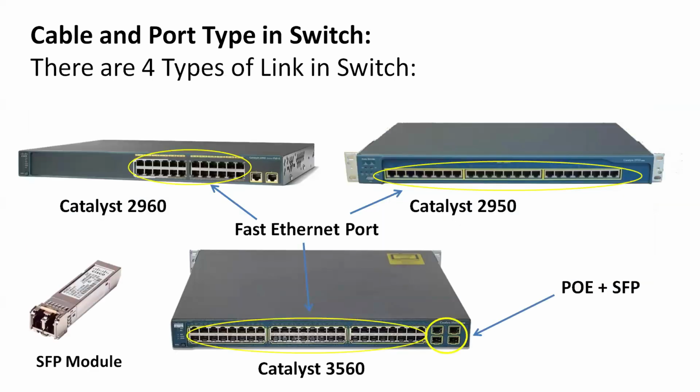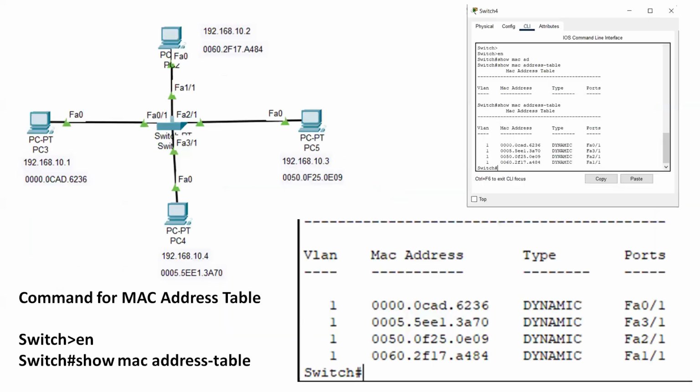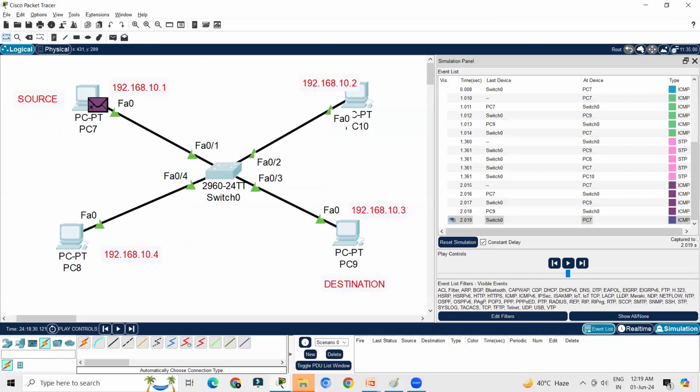These are the cables and ports in this switch: Catalyst 2960, Fast Ethernet port. Then we have the command for the MAC address table. First enable, then show mac address-table. It will show you the MAC address table. This is how the switch works: for the destinations, we have the source packet which is forwarded.